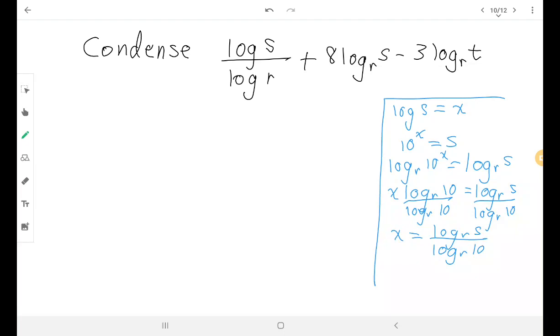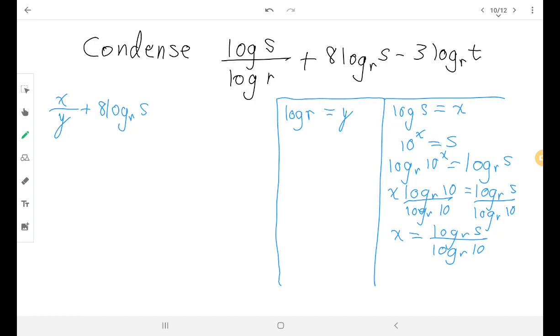So I can do that. One little more interesting thing that I could do is the same thing to the common log of r. Let me set that equal to y. And then this would be x over y. Okay, and I'll rewrite it that way. So I've got x over y times 8 log base r of s minus 3 log base r of t.